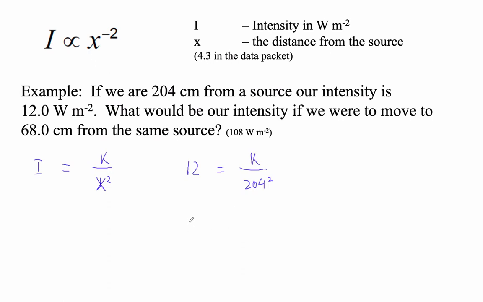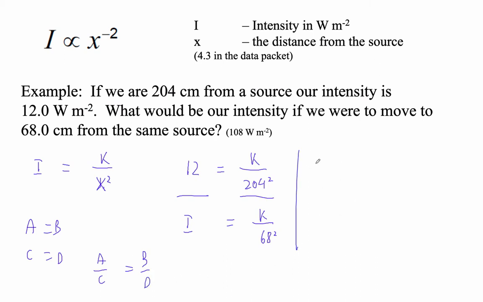Okay, and then if we are at 68, so the question is, what's the intensity? This would be, by the way, the same constant over 68 squared. And this looks unsolvable because we don't know I and we don't know K, but K is the same thing. So I'll do my favorite approach here: this divided by this equals this divided by this. This has to be true, right? If A equals B and C equals D, then it must be true that A over C equals B over D. That's the Murray rule of truthiness.